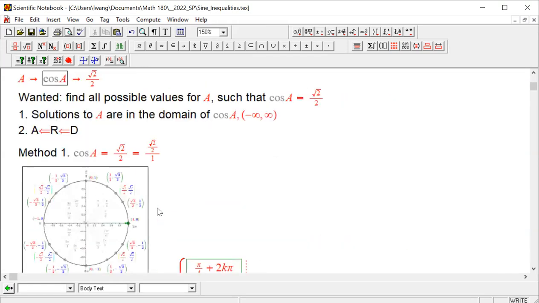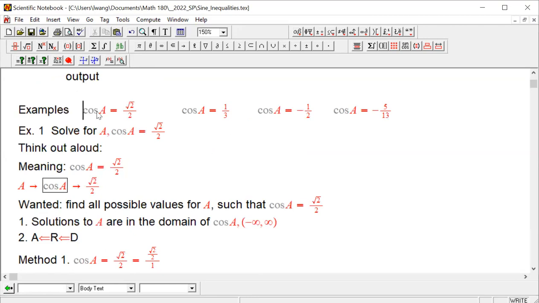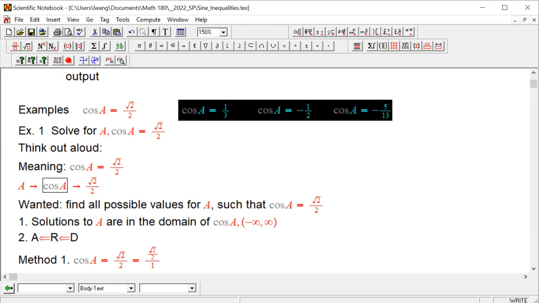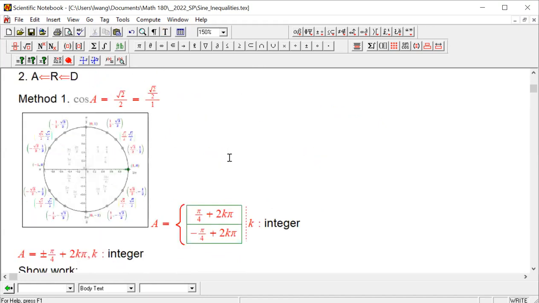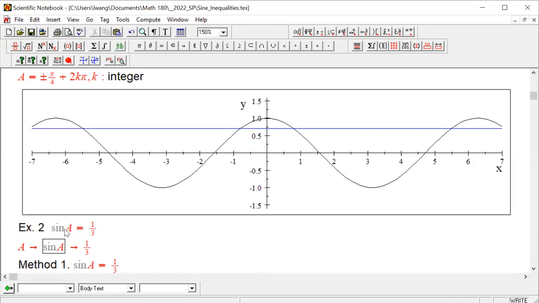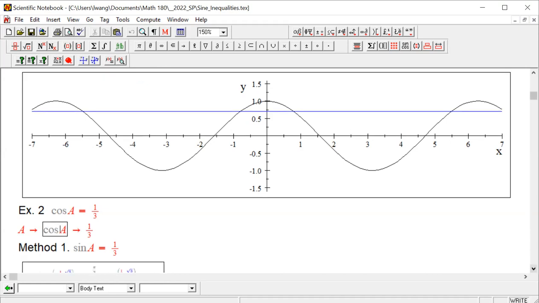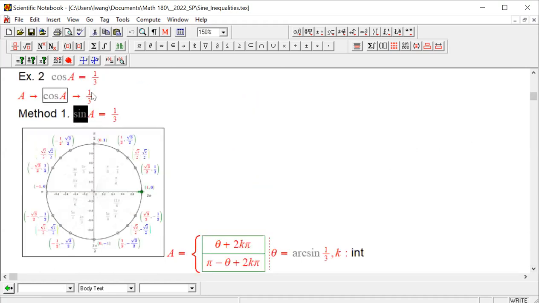We used a special terminal. So let's look at a non-special terminal, where cosine A equals 1/3. So let's look at the second example. Instead of sine, this time it's a cosine. It's 1/3. So the rule has changed. The rule of the function has changed. That's all.